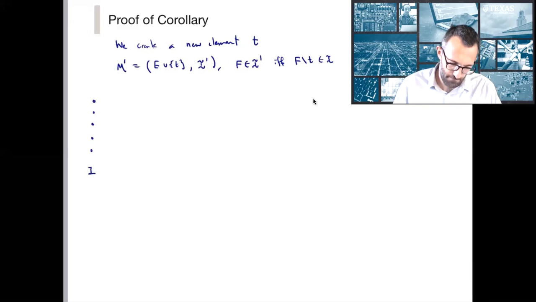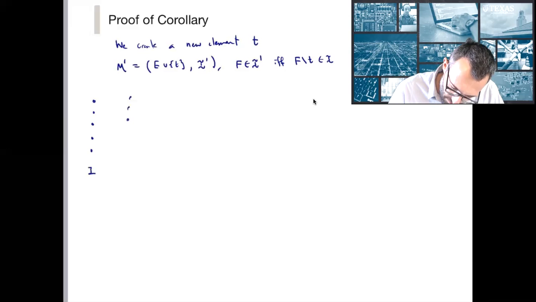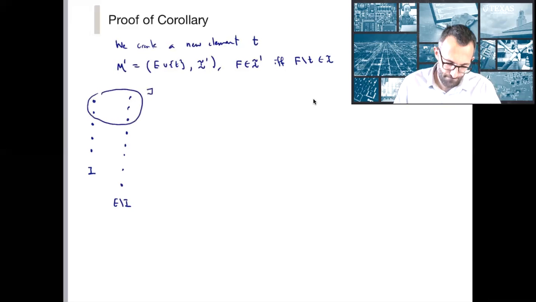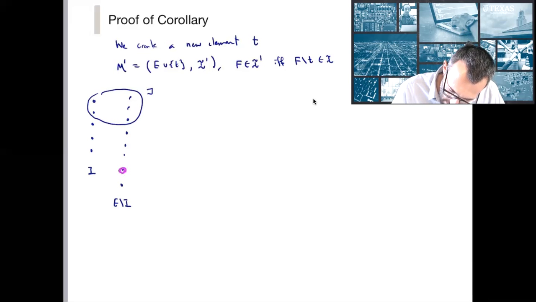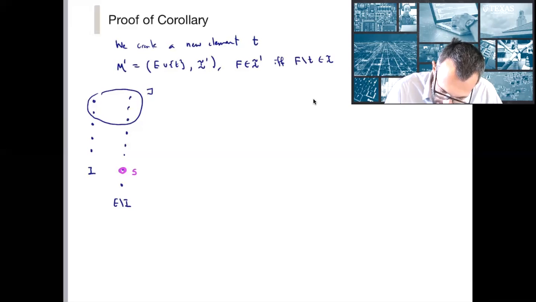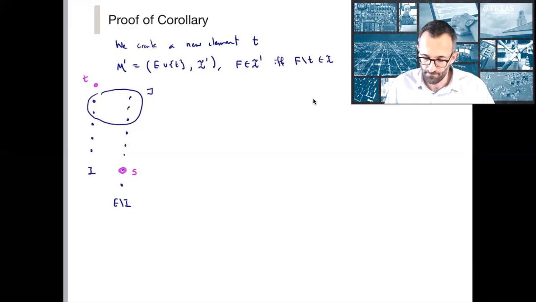This is I. This is E minus I. And J is this set. This is the element S that I'm adding to I. And by assumption, this is what extends I to be a bigger independent set. And let me draw the new element T up top. So this is our picture so far.